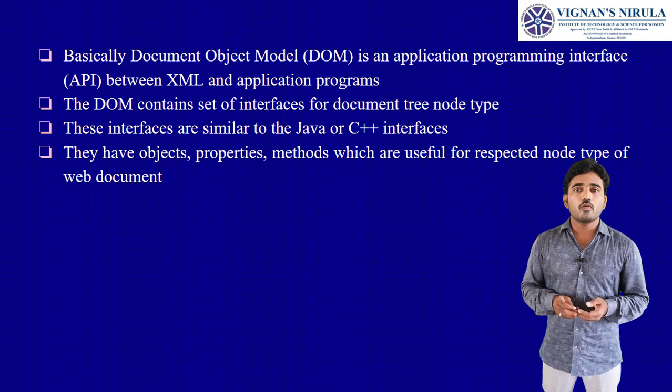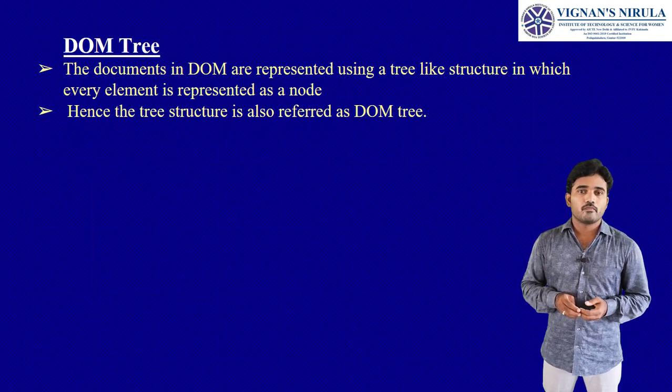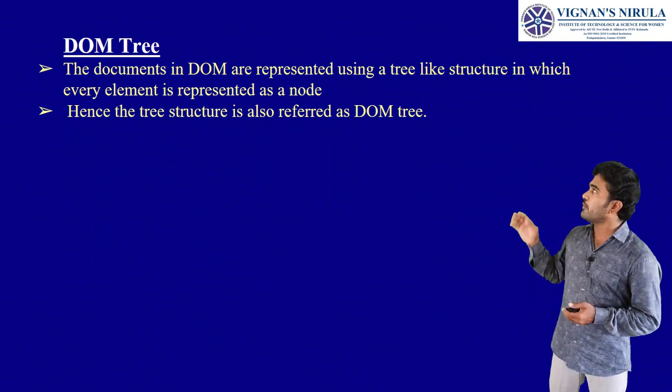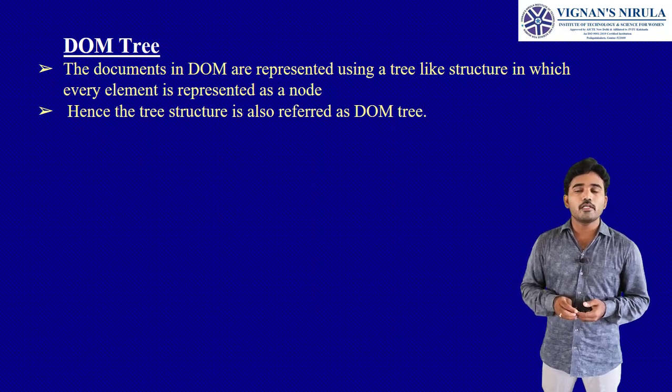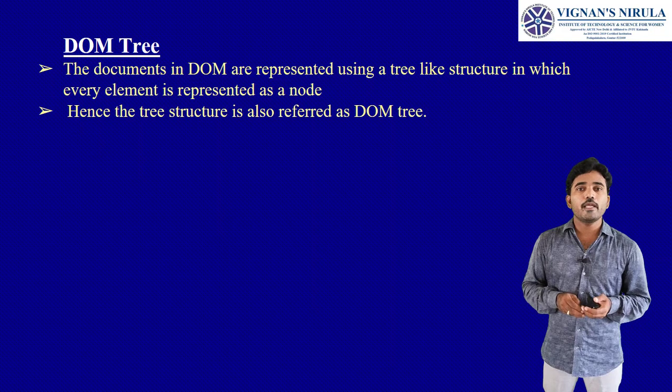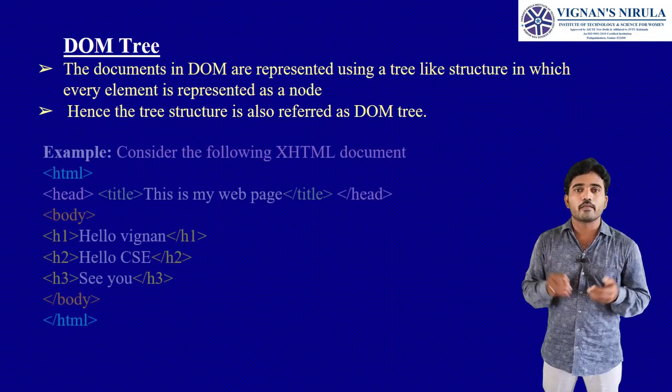The document object model contains a set of interfaces for a document tree node type, and these interfaces are similar to Java or C++ interfaces. So they have the objects, properties, methods which are useful for the respective node type of the web document. Now let us discuss the document object model tree. The document in a document object model tree is represented using a tree-like structure in which every element is represented as a node. Hence the tree structure is also referred to as the DOM tree.